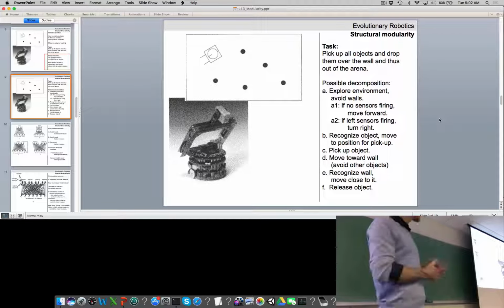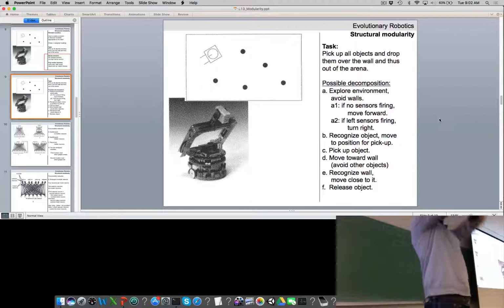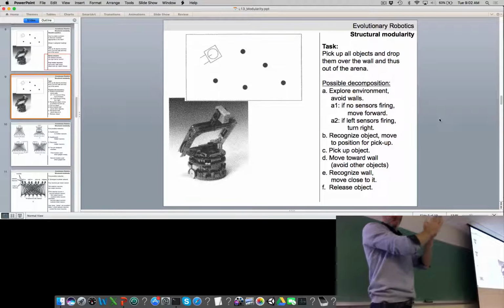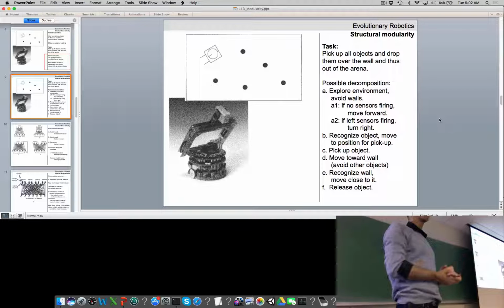If you happen to recognize an object, move to the right position to be able to pick it up and then trigger the third motor neuron, which will pick up. Once you've picked up the object, step 3, move towards a wall. Now avoid sugar cubes because you can't pick any more up. Recognize a wall, move close to it, and release the object. How is that? That's one possible decomposition of this task. Sound good? Why don't we just implement this in the robot and be done with it?